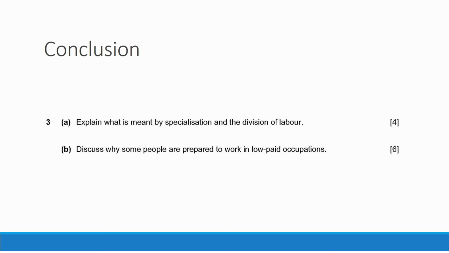Okay, in conclusion, I use a past paper from the IGCSE exams to write this conclusion. In conclusion, if I were to have to explain for 4 points, explain what is meant by specialization and division of labor, the first thing that I would do for this 4 point answer is to describe the definition of specialization. Specialization is the concentration on the task that has the least opportunity cost.